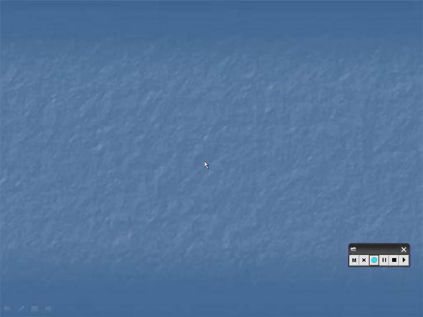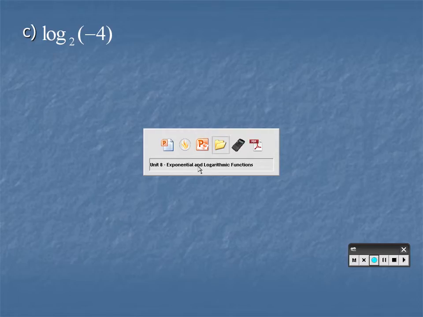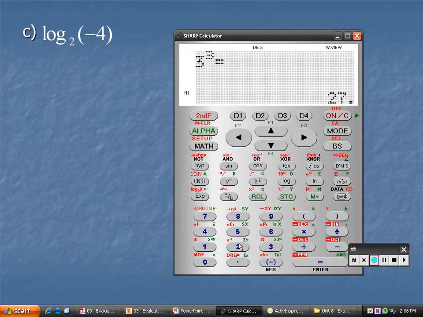Okay, a few more examples here. Log base 2 of negative 4. What exponent do I put on 2 to get negative 4? Now let's go to the calculator and talk about this.